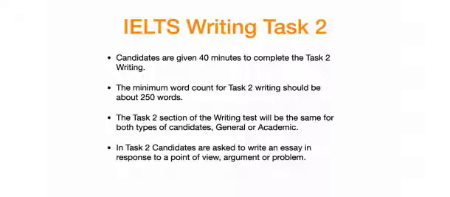IELTS writing Task 2. Candidates are given 40 minutes to complete the Task 2 writing. The minimum word count for Task 2 writing should be about 250 words. The Task 2 section of the writing test will be the same for both types of candidates, general or academic. In Task 2, candidates are asked to write an essay in response to a point of view, argument or problem.